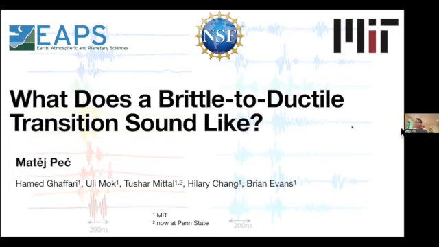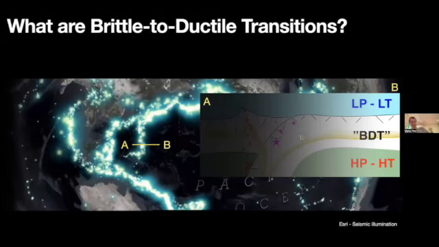So let's get started. First, to get everyone on the same page, what are brittle-ductile transitions? Here we see a view of the Earth with plate boundaries illuminated by earthquakes. If we take a cross-section from A to B and focus far away from all the complications of active plate boundaries like subduction zones, the idea of a brittle to ductile transition zone seems simple.